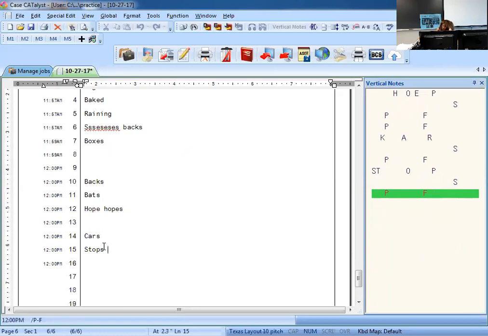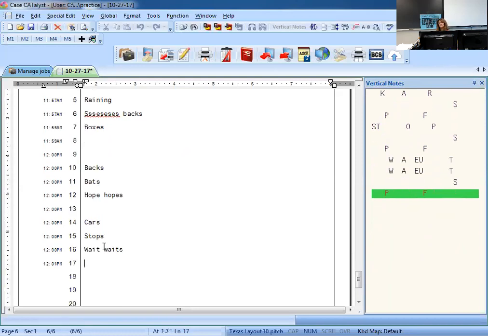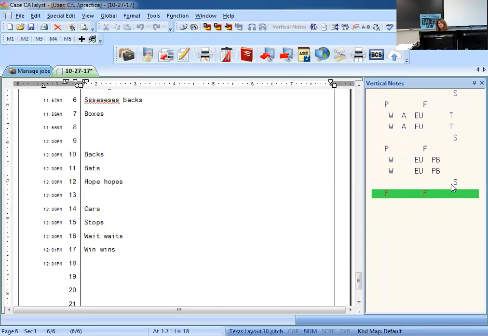Okay? We've got wait and then waits. Wait is the root word. Waits is the inflected S. Notice I'm on the final side of the machine. It's an ending. We've got win and then wins. Okay, the root word is win, inflected ending S for wins, okay? Make sure that you all understand the difference. We've got work is the root word.